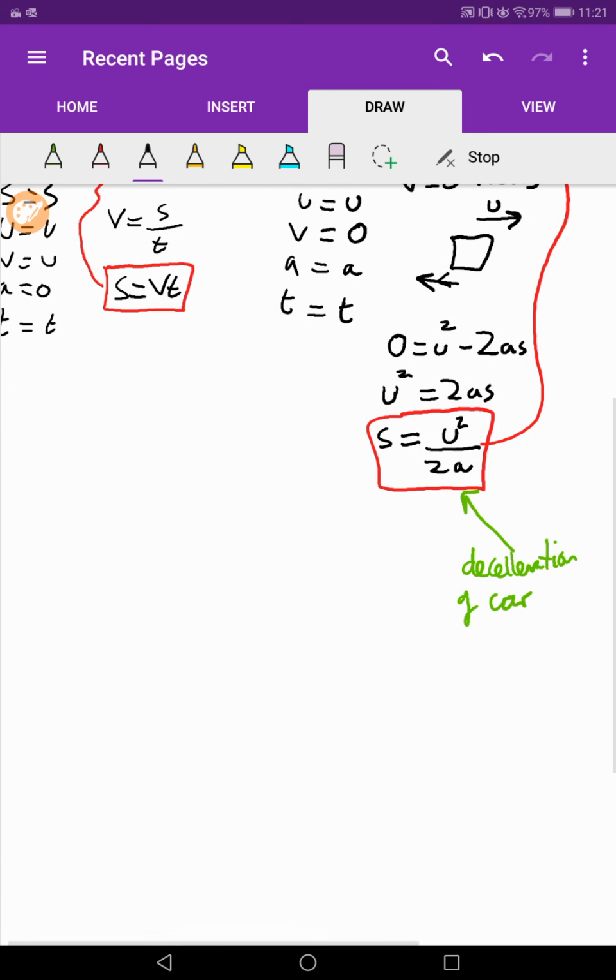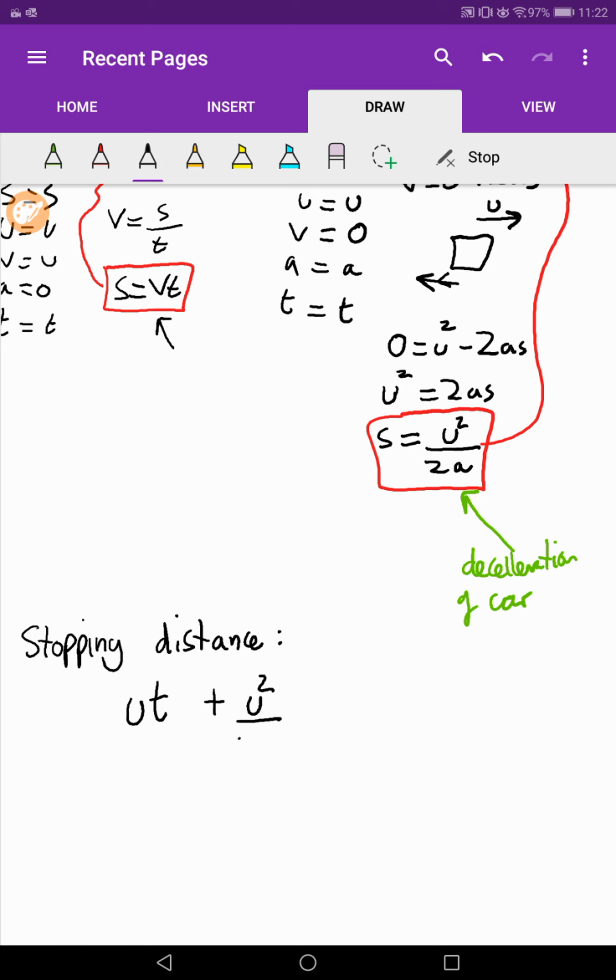So stopping distance, we can add these two equations together to get our total stopping distance. Is equal to, I'm going to use u again just because it's easier, from the stop equation here, equals ut plus u squared over 2a. So it goes up on u for the thinking distance and u squared for the braking distance.